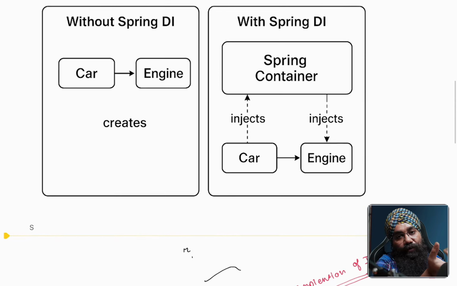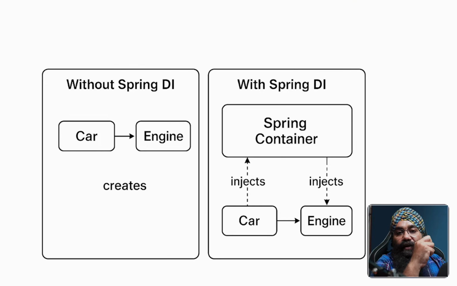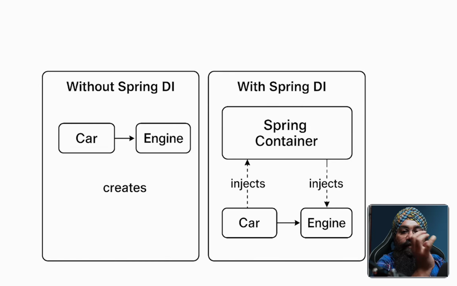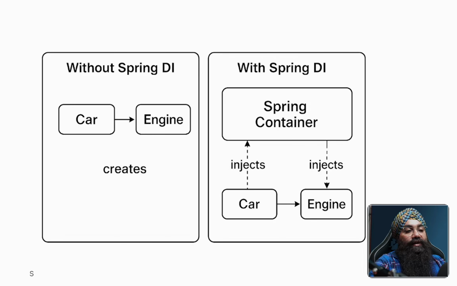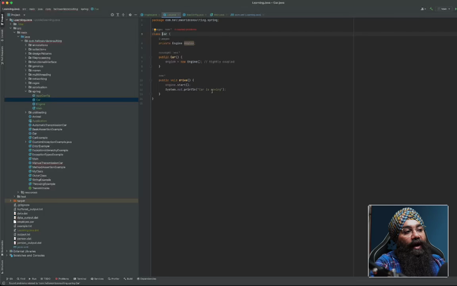I have shown this with the help of an example as well, and we will see the code for it. We'll create a car and an engine. A car requires an engine to function, so the car will create an object of the engine. But then we will try to use Spring in this. Now the car will not create the engine. We'll create a car object, we'll create an engine object, and the Spring container will inject the engine into the car. Let's see how. This is our code.